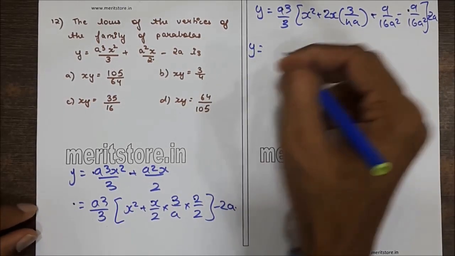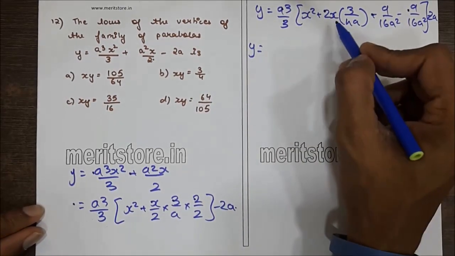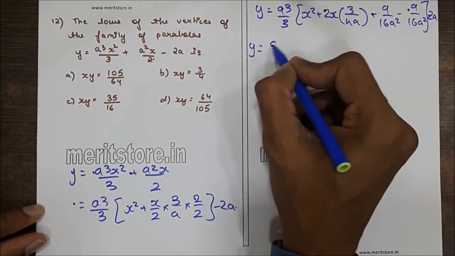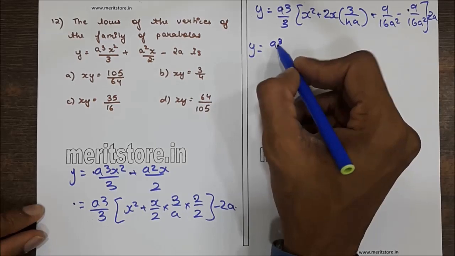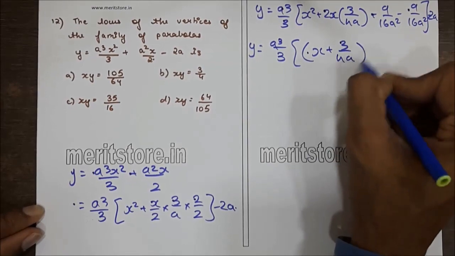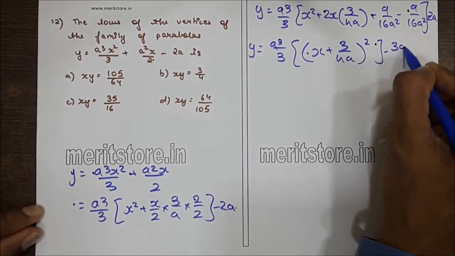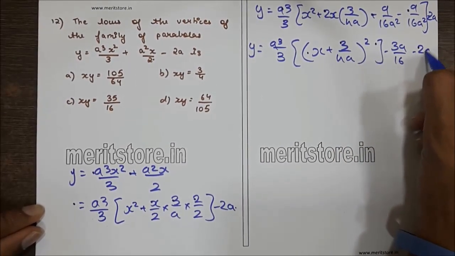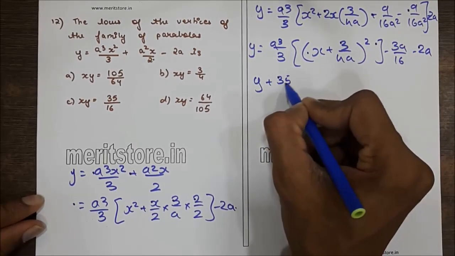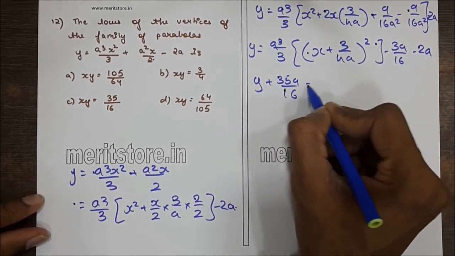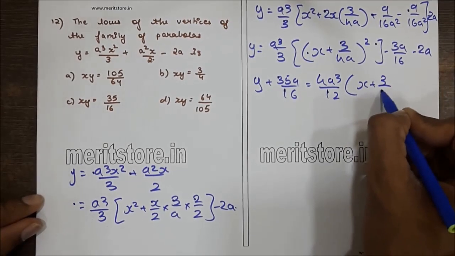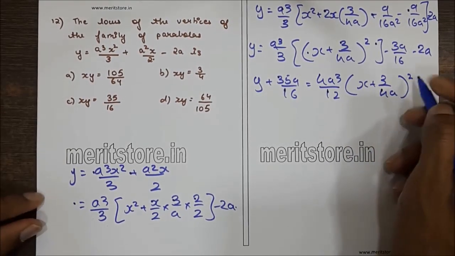Further, we can write the part of this as x square plus 2x times 3 upon 4a plus 9 by 16a square, which can be written as a cube upon 3 bracket of x plus 3 by 4a the whole square minus 3a upon 16 minus 2a. Solving this further, we can write this as y plus 35a by 16 equal to 4a cube upon 12, that is x plus 3 by 4a the whole square.